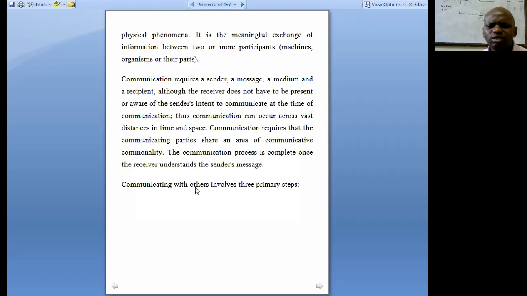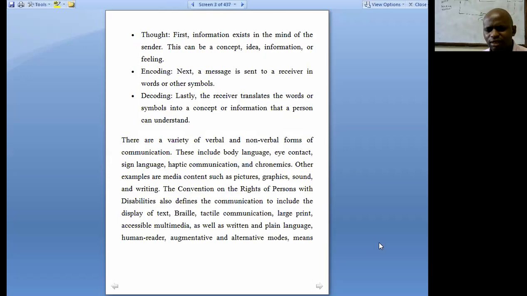And communicating with others involves 3 primary steps. So some of the steps that you need to understand when you are communicating. Number 1, thoughts. The first information exists in the mind of the sender. So the mind of the sender is the one that composes the message first of all. Then once you compose the message in your mind, this can be a concept, idea, or information, or a certain feeling that you want to express, but it all starts with your thoughts.